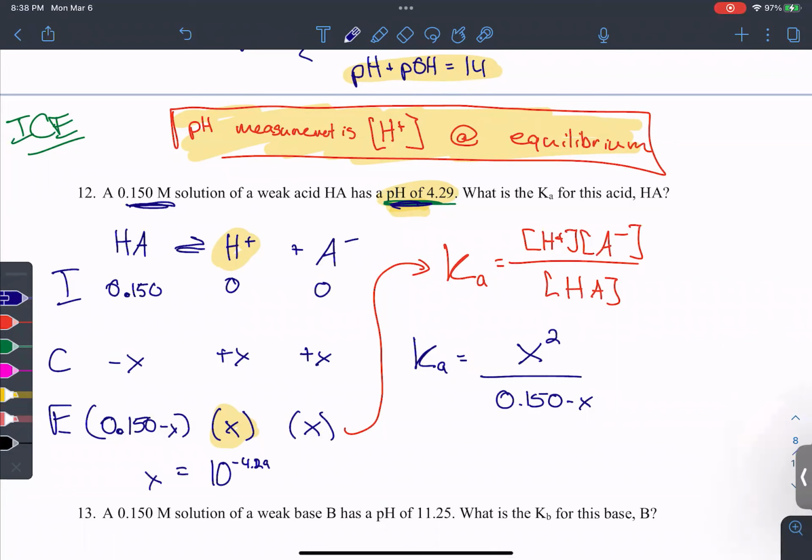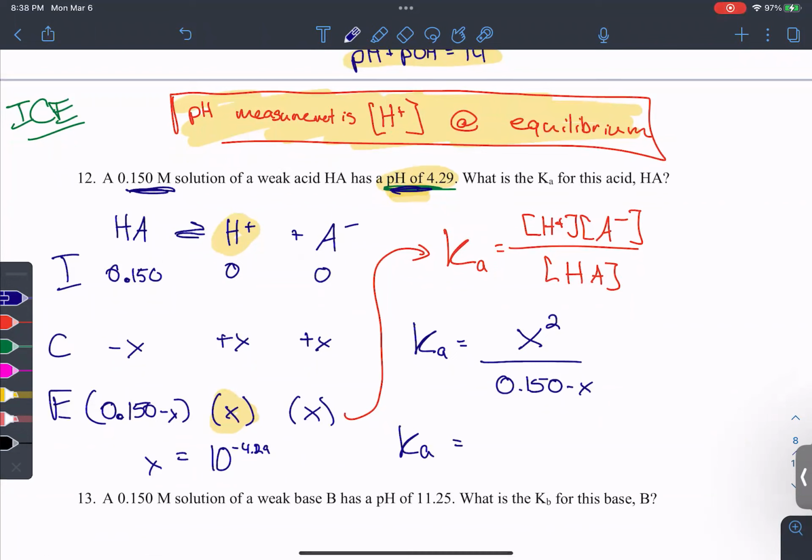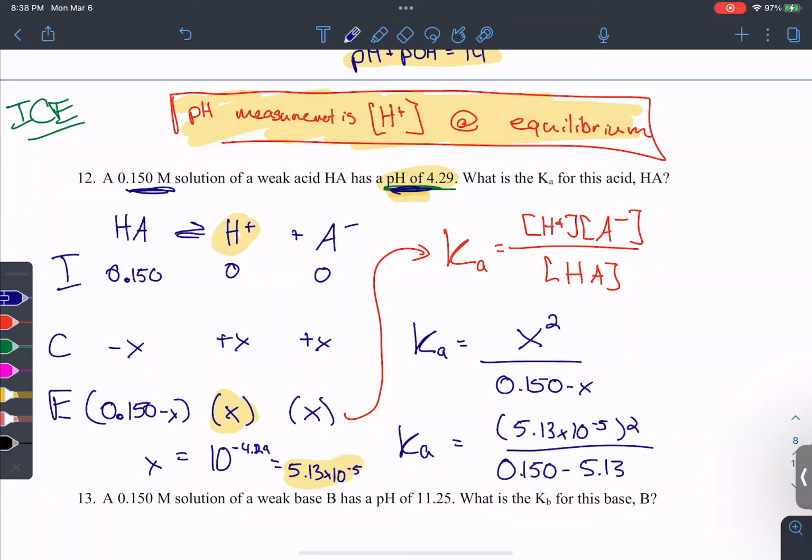So that means we can just plug that value in and solve for Ka, all right? So Ka equals 10 to the negative, what is 10 to the negative whatever? Do I have it here? 10 to the negative pH is equal to 5.13 times 10 to the negative 5. So when I plug that number into my Ka expression: 5.13 times 10 to the negative 5 squared over 0.150 minus 5.13 times 10 to the negative 5. And then that's Ka, all right?